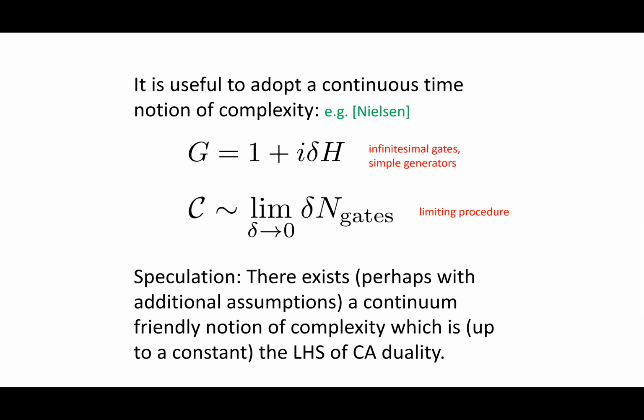One useful idea was to adopt a continuous time notion, a sort of geometric notion of complexity due to Nielsen. And we could speculate that maybe there's some continuum way of dealing with this, which plays nice without having all this qubit structure. And I'll mention more about that a little bit later.